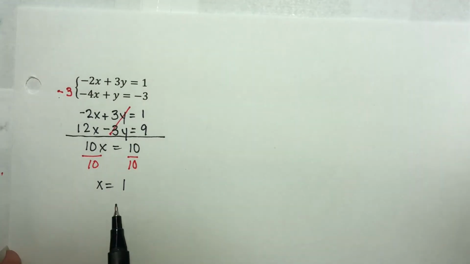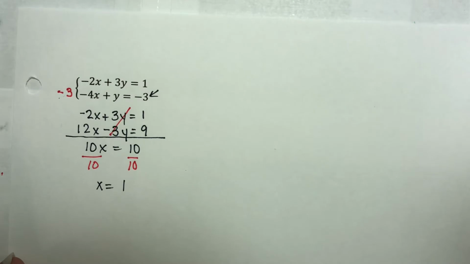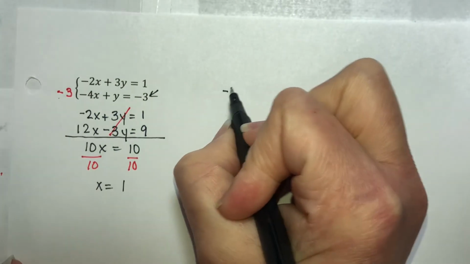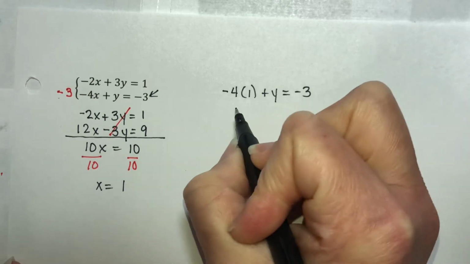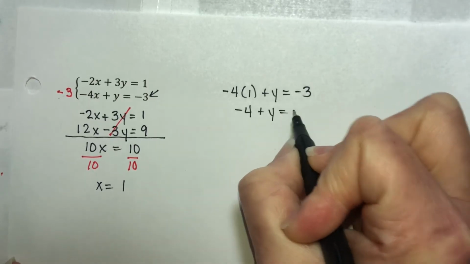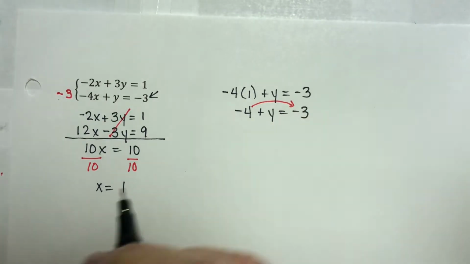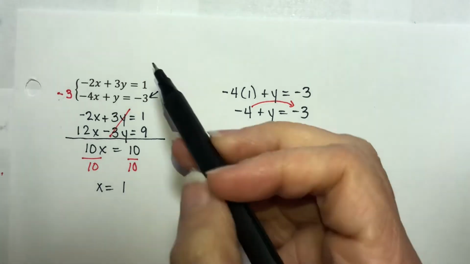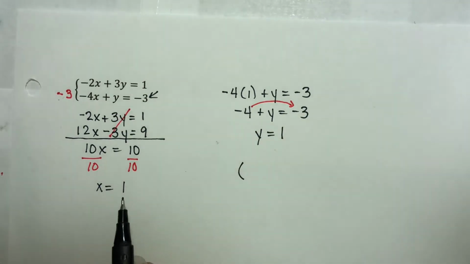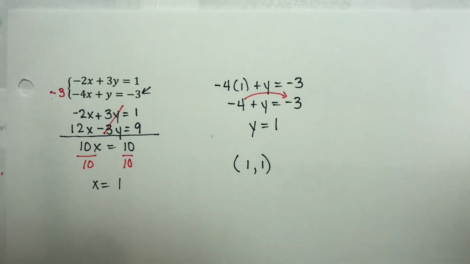Okay, now we back substitute just like we did before. To me, it looks like this is going to be the easiest one to find y, and that's only because it doesn't have a coefficient right there. So take this 1 and plug it in here. -4 times 1 plus y is equal to -3. So -4 plus y is equal to -3. So I need to add 4 to both sides. And when I do that, I get y equals 1. So if I were to graph these two lines, they would cross at the point (1, 1). That's the only combination of numbers that satisfies both of them.